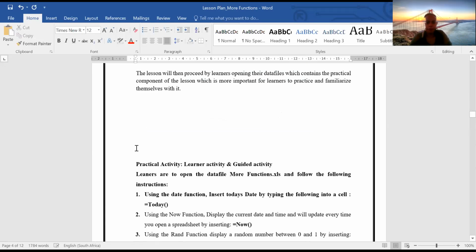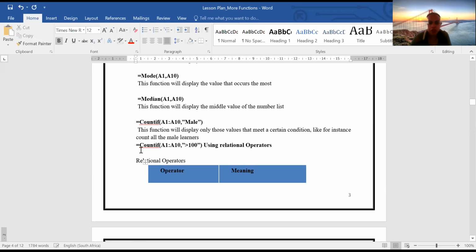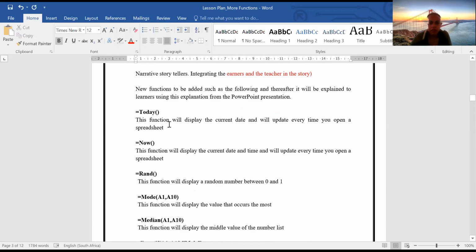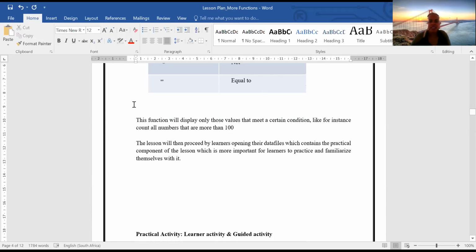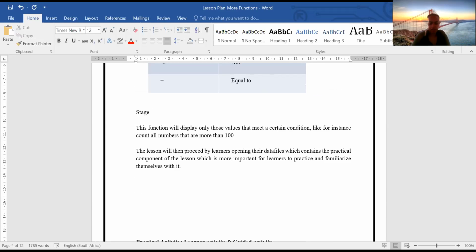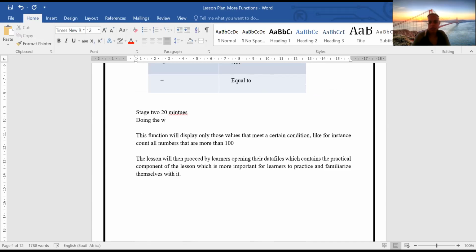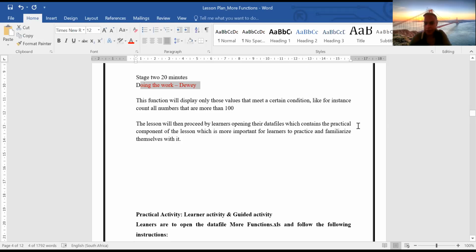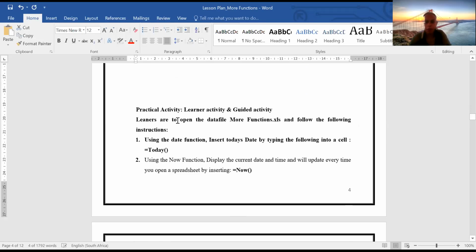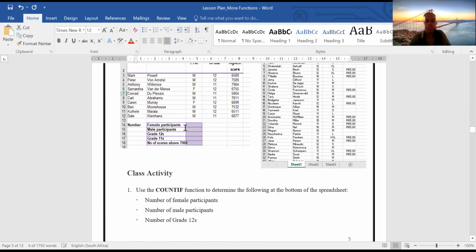And then I don't know why the teacher has not given us part 2. Maybe the teacher should give us a stage 2 here of 20 minutes, where now the learners are actually doing the work. Yes, so that they'll open their computers and learn by doing, as proposed by Dewey. They learn by doing. They open their data file, which will contain that, and then they will do the practical activity.